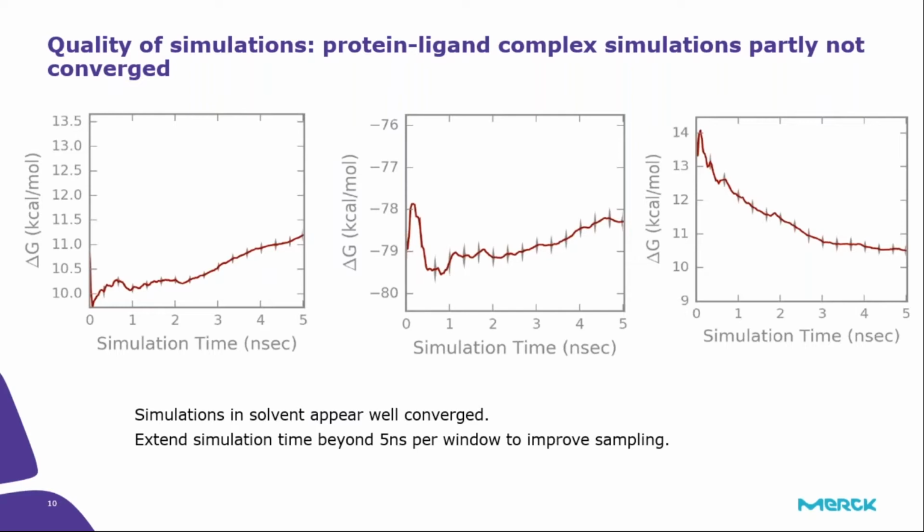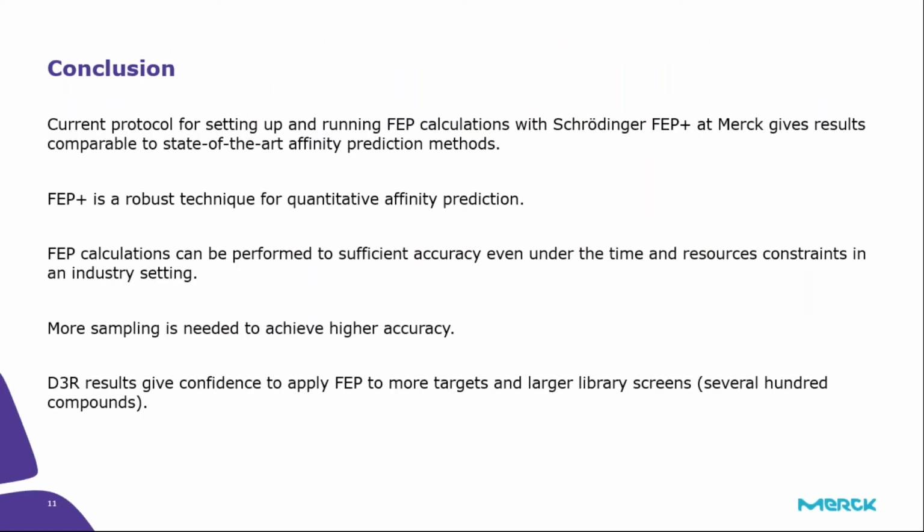And this is something I'm going to explore in the future and see if that would really help to improve these results further. So in total, we saw that the current protocol we use for setting up and running FEP calculations with Schrödinger FEP Plus at Merck is comparable to state-of-the-art affinity prediction methods, and that's a really great result for us for participating in D3R.